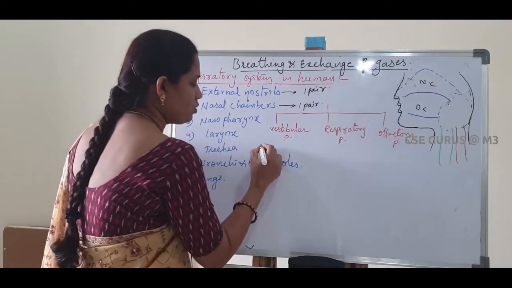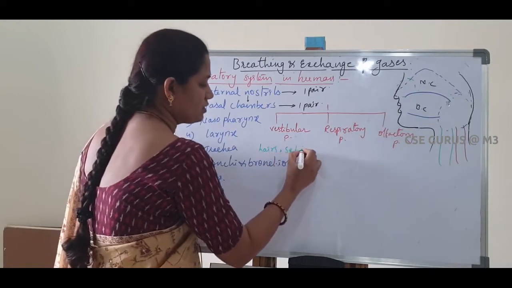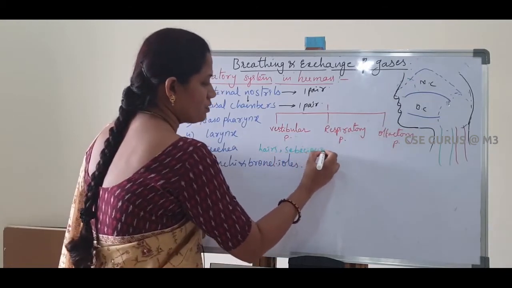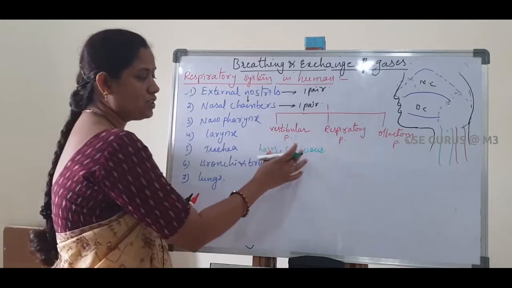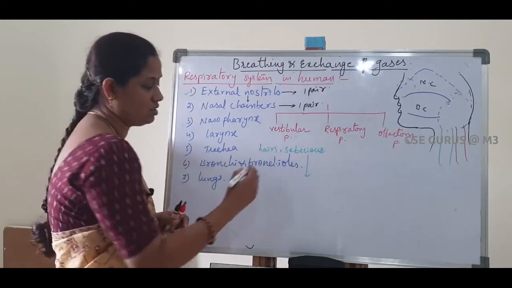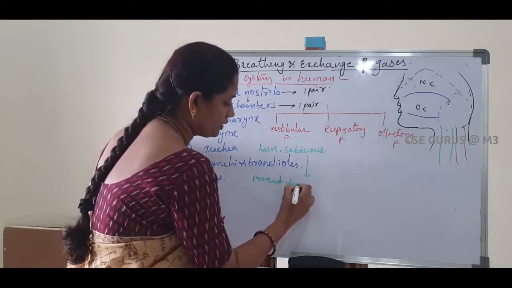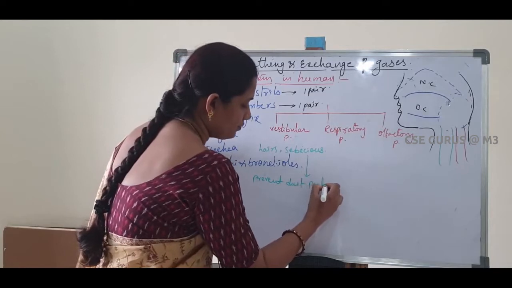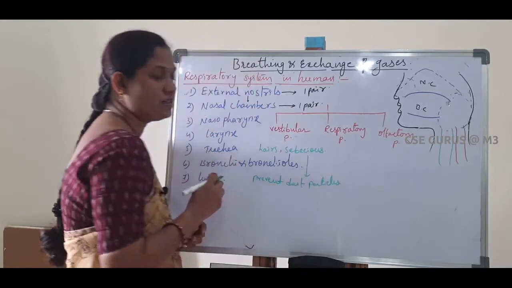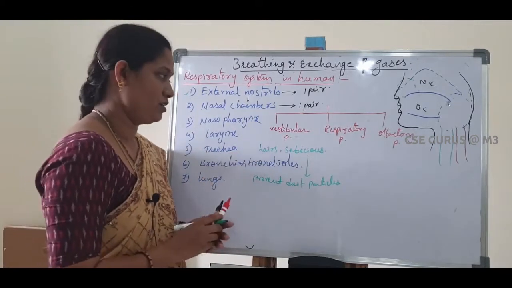It has small hairs and sebaceous glands, which prevent the entry of dust particles through the inhaling air. So this is about the vestibular region.